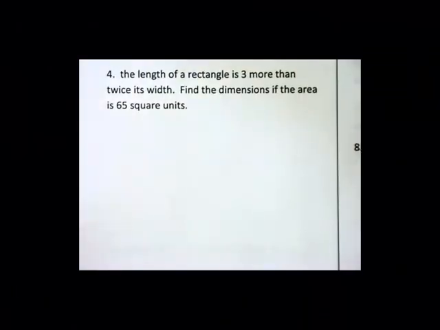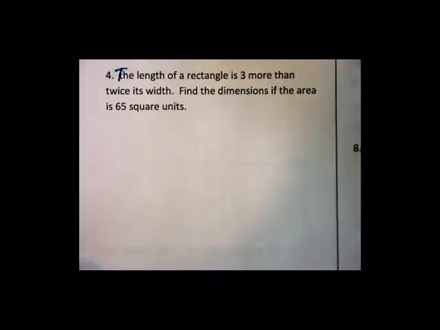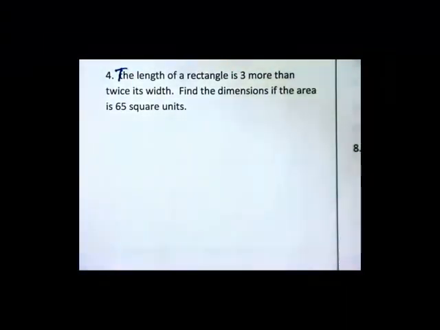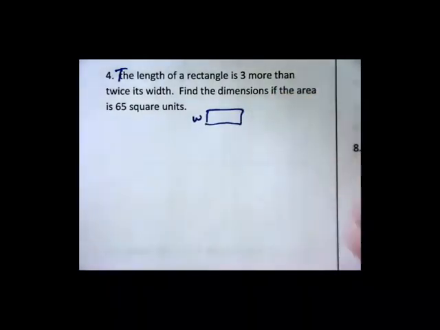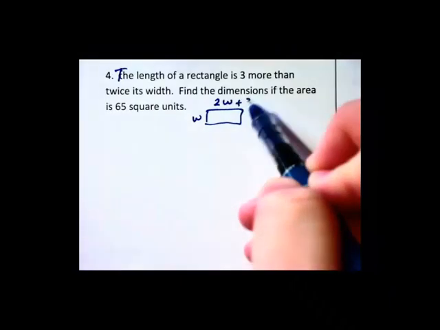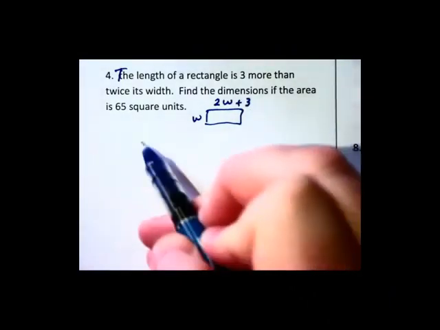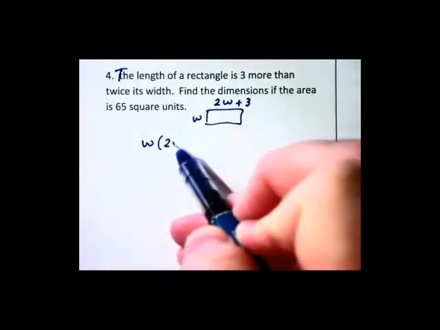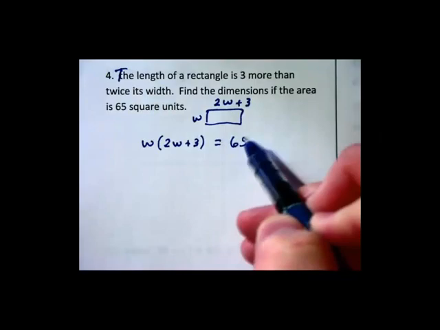The length of a rectangle, that should be a capital L out in front, is 3 more than twice the width. I'm going to draw a picture. Here's my width. The length is 3 more than twice the width, so 2w plus 3. The area, that means we're going to multiply. W times 2w plus 3, length times width, is 65.